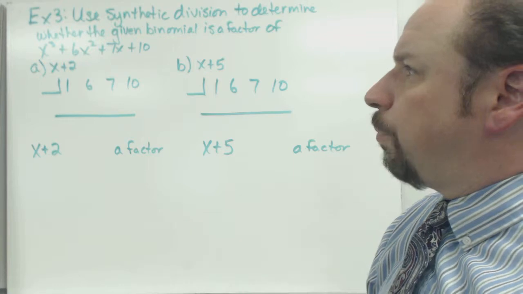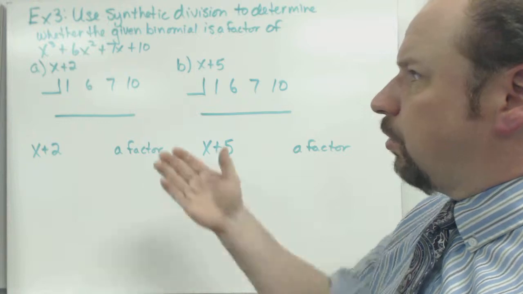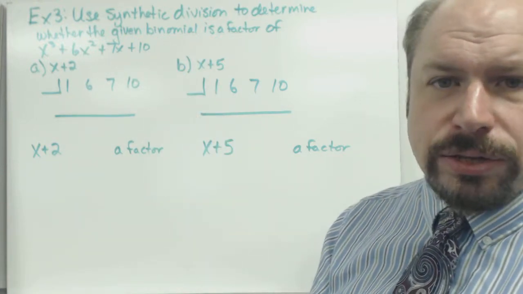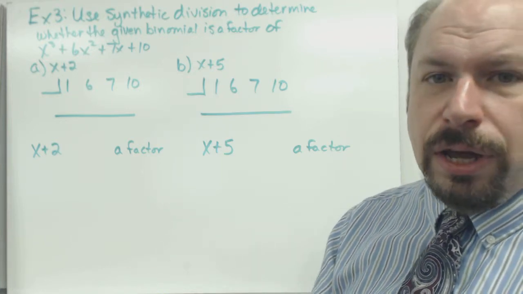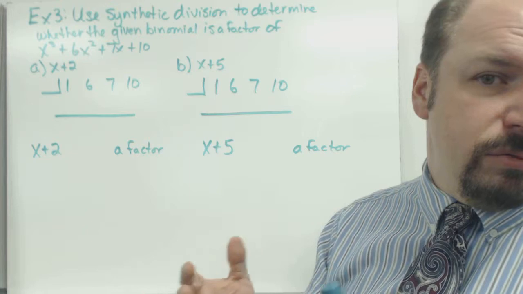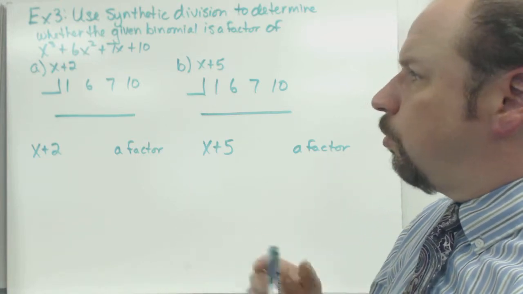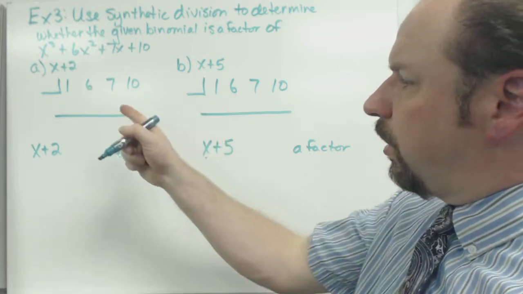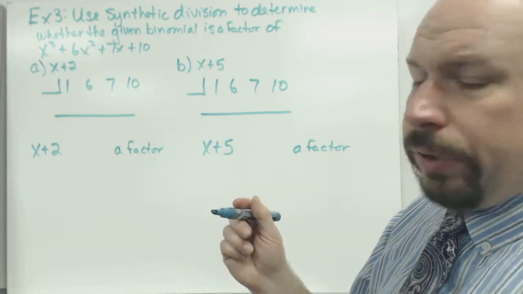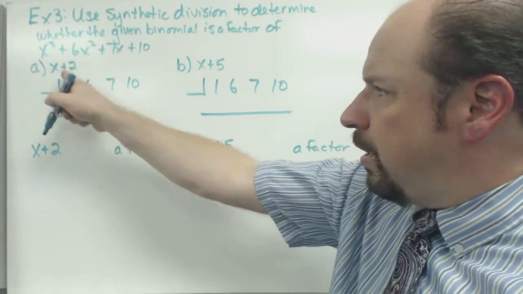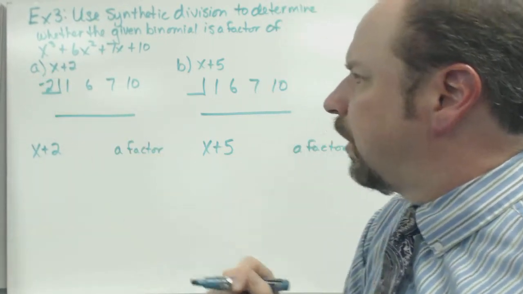Okay? Example 3. Use synthetic division to determine whether the given binomial is a factor of this polynomial. Okay, so there might be an instance where we want to check some different values and see if that number would give us a factor, a linear factor of our polynomial. So we're going to do that here. So we're going to see if one of these is a factor of this. Okay, so remember we need x minus k, and this is plus 2. So I'm going to make this -2 here.